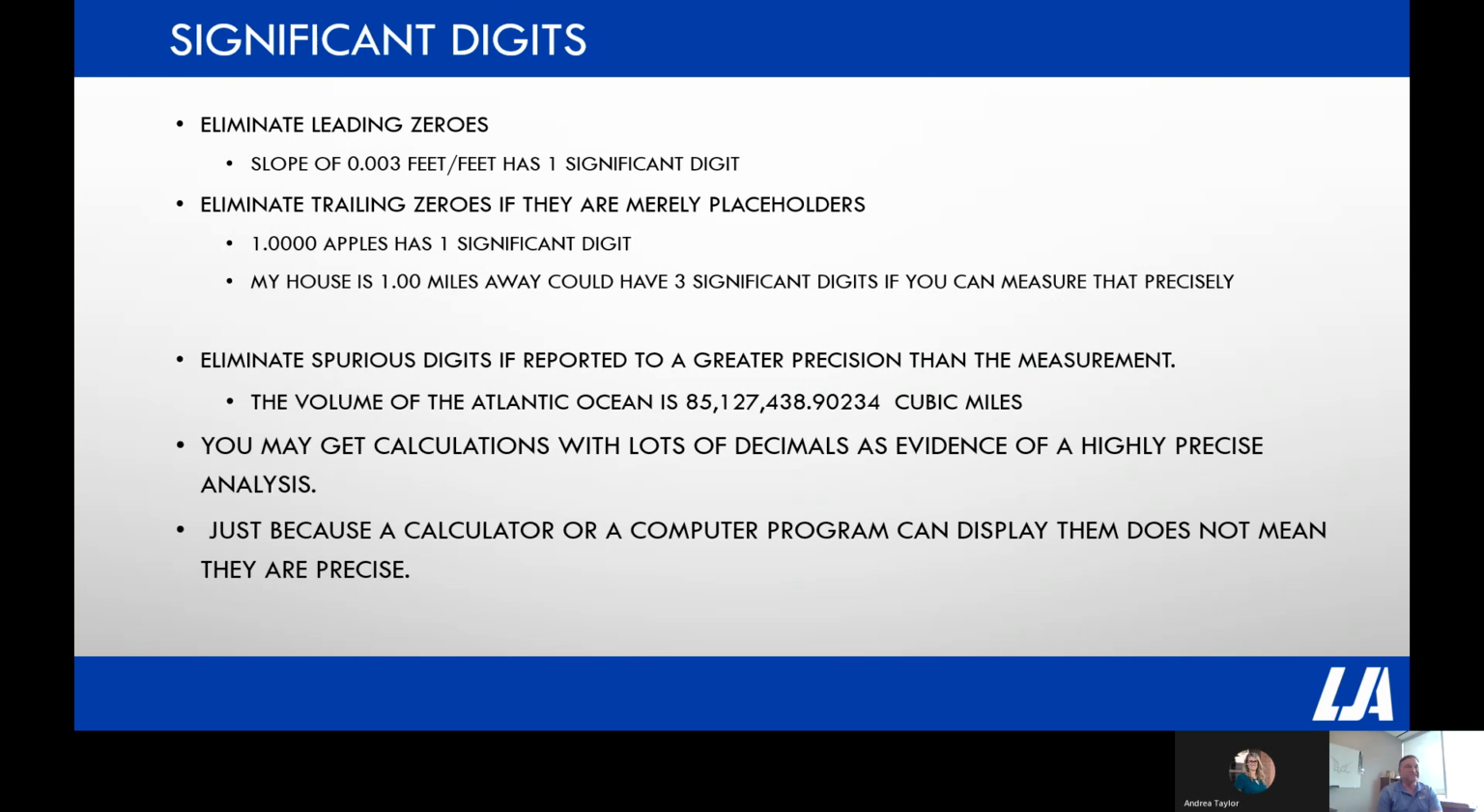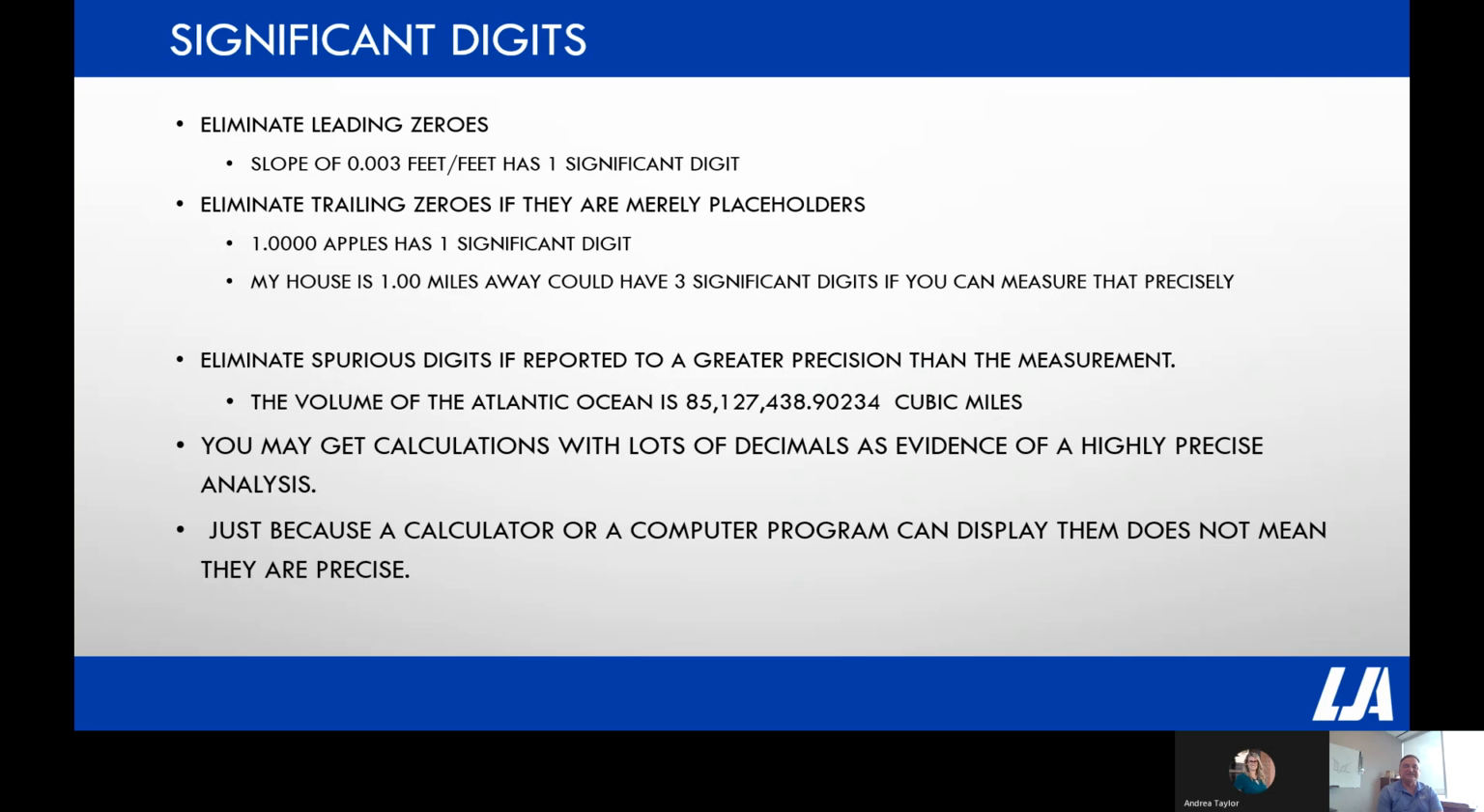That could be 3 significant digits if I'm able to measure that precisely and that accurately. And then eliminating spurious digits. If you report something to a greater precision than you're really allowed to measure. So if you go and look up what the volume of the Atlantic Ocean is, and then do a little bit of math, do some conversions, you might say that the Atlantic Ocean has a volume of 85,127,438.90234 cubic miles of volume.